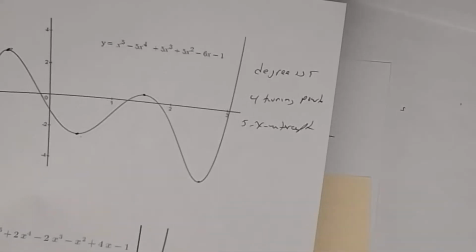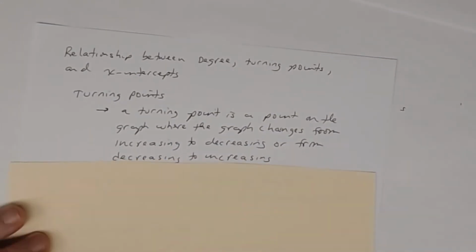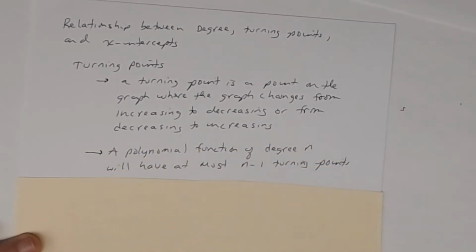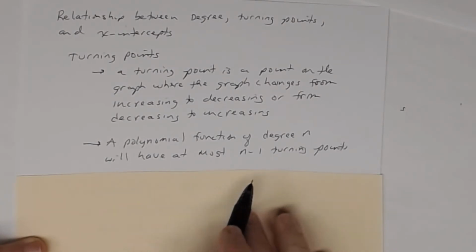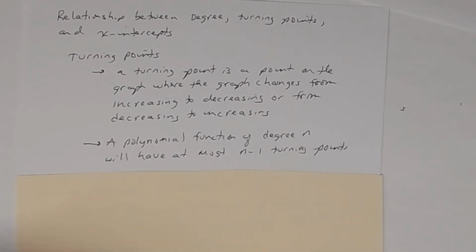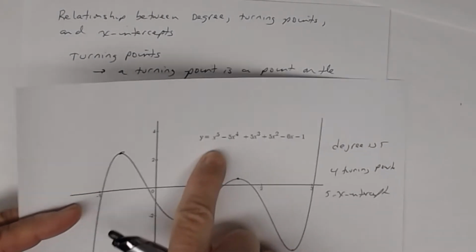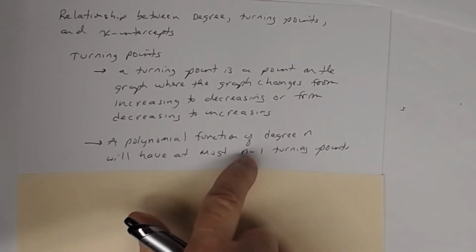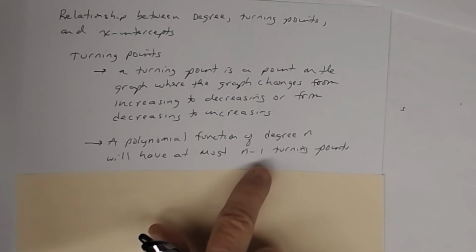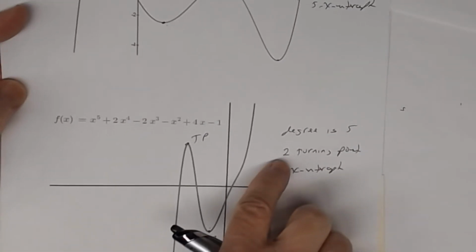All right, so here's the relationship that I need for you to remember, and we'll come back and look at those graphs again. A polynomial function of degree n will have at most n minus 1 turning points. So what that means is this. If the degree is 5, the most number of turning points you can have will be 5 minus 1, which is 4. So notice I did have 4 here. And I only had 2 here.